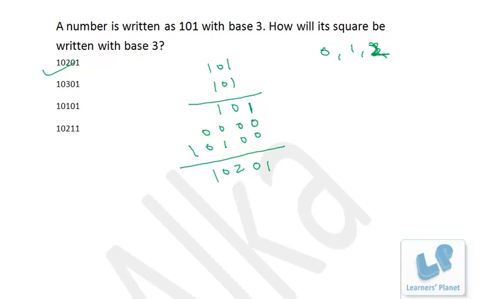Now, do you know what the value of 101 in base 3 is in the decimal number system? See, in base 3, 3 is actually 10, 3 square, that's 9, is 100. That means 9 is actually 100 in base 3, right? So 10 will be 101. That means 101 is actually 10. So the square of 10 in the decimal number system, what will that be? That's 100. So 10201 in base 3 is nothing but 100 in the decimal number system.